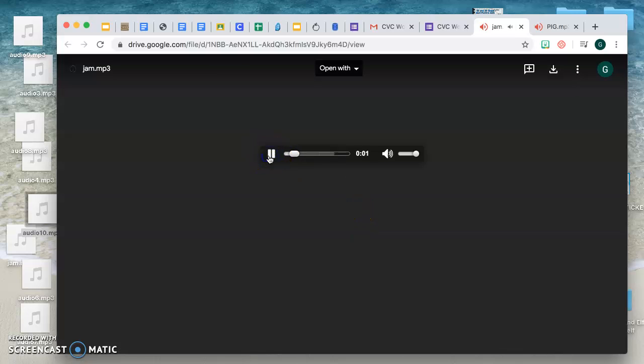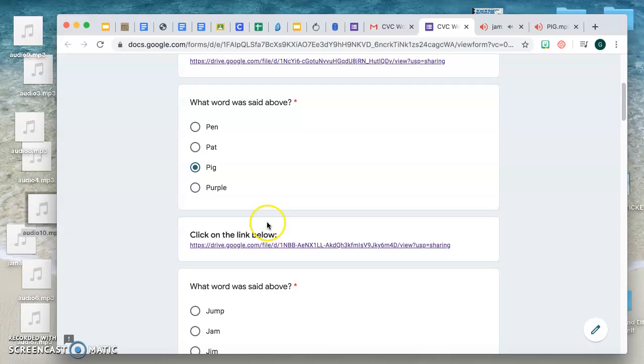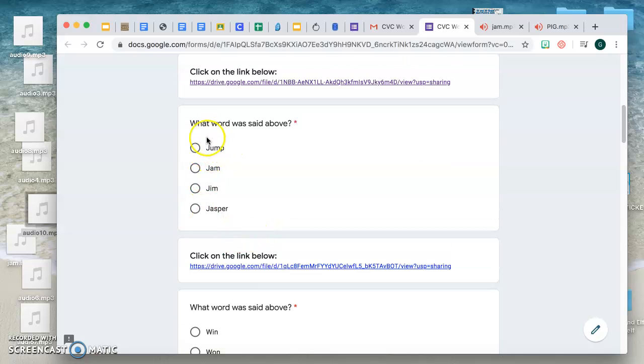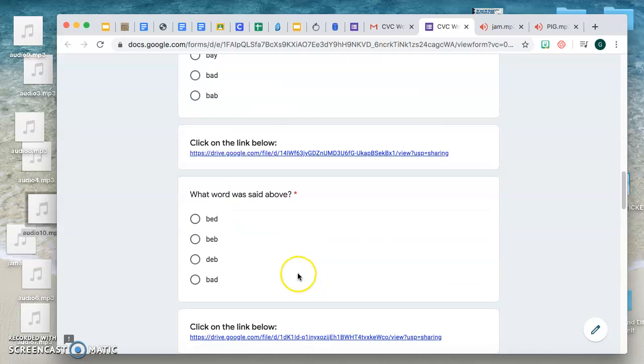play it. And then come back and figure out if it was jump, jam, Jim, or Jasper. And then they go on so forth for all the words.